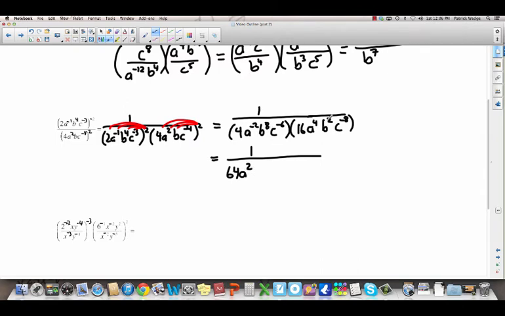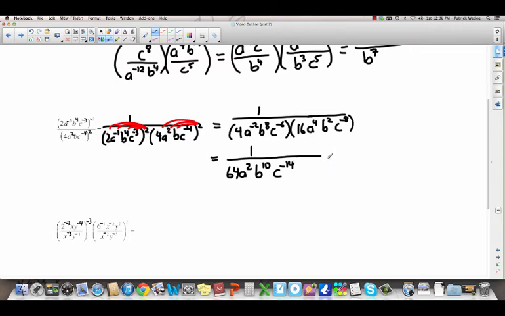B to the 8th times b squared, multiply those two things, which means add the exponents, b to the 10th. And c to the negative 6 times c to the negative 8. Multiply those two things, which means add the exponents. That gives you c to the negative 14.